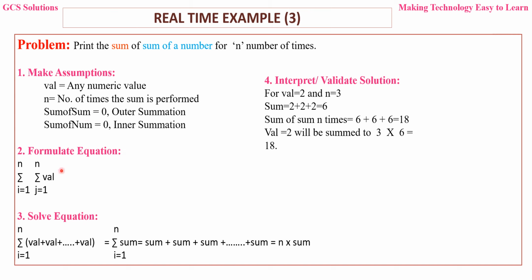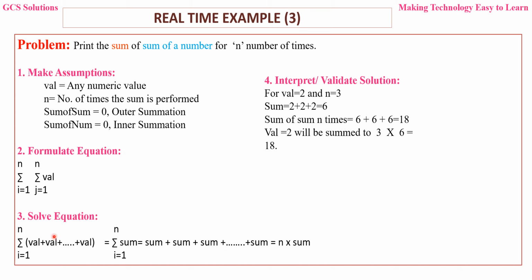Now what is the formulation of the assumption in terms of an equation? It is summation of i equal to 1 to n, again summation of j equal to 1 to n of val. So what you are trying to do is take a value, add it n number of times, and whatever sum you get of the numbers, you are again summing it for n times. So this is the overall problem. I have tried to put this problem smartly in terms of mathematical representation.